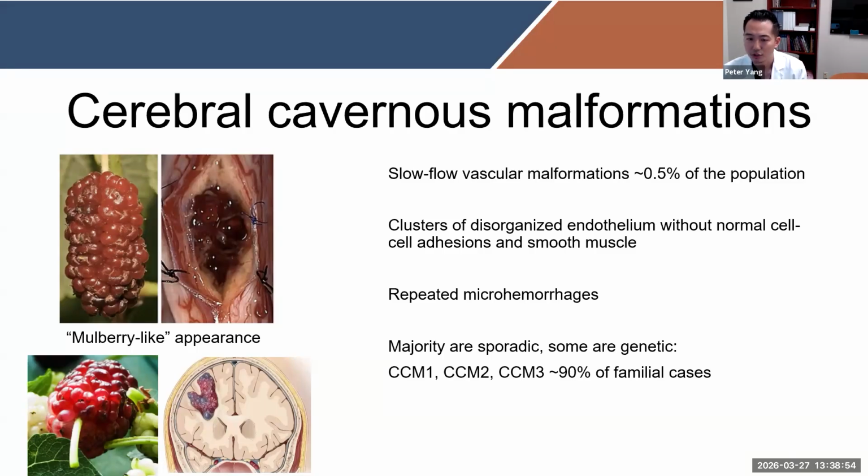These bleeding episodes are generally slow flow events that tend to cluster together in time. Most cavernomas are sporadic, meaning that they form at random, but about a third of them are associated with familial inheritance.